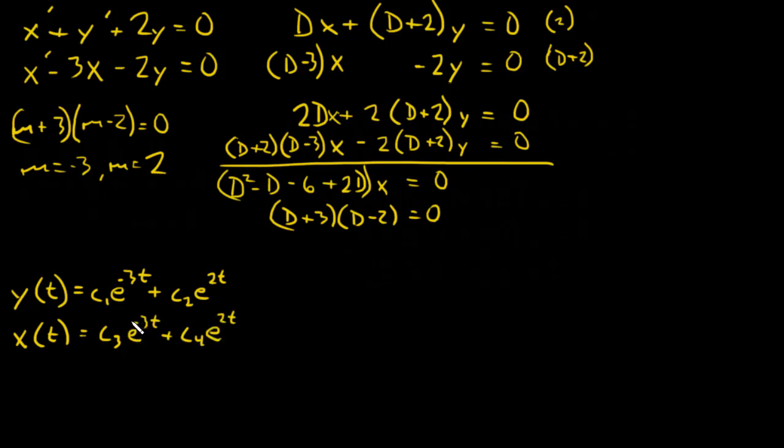Okay, so we want to get the c3s in terms of c1s and the c4s in terms of c2s. So pick one of your original equations. I'm just going to pick the top one. It makes no difference which one you pick. And plug in my x and my y to the top one. So this is going to give me the derivative of x, which is going to be negative 3c3 e to the negative 3t plus, I've got the derivative 2 c2 e to the 2t.